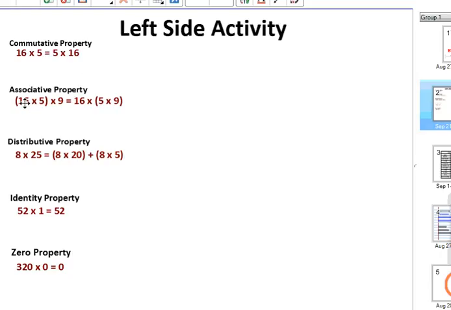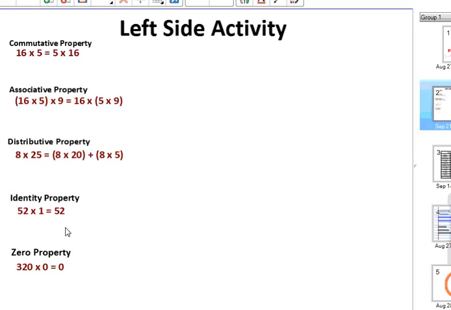Associative property, 16 times 5, remember the parentheses are like fences. You're going to take care of everything in your fence or your house before you move on to everyone else. But you can rotate those around. So if you had 16 times 5, then times 9, you might say, okay, it might be easier to do 16 times and then do 5 times 9 in the parentheses. You can change which one's in the parentheses. Distributive property. This is the one where you break it apart. So you had 8 times 25 could equal 8 times 20 plus 8 times 5. So you're going to write another example that looks like distributive property.